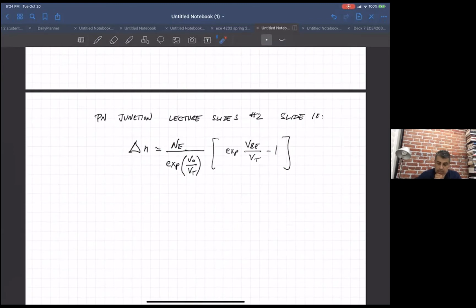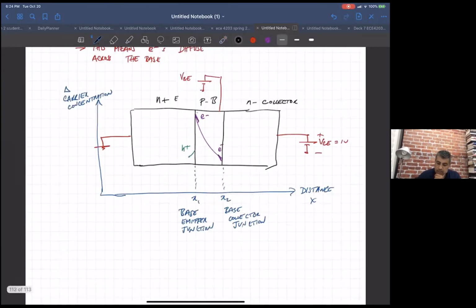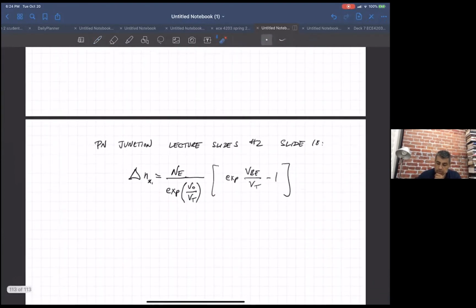So at x1, if I was going to look at this value here, this change in number of electrons here, that would be described by this equation.